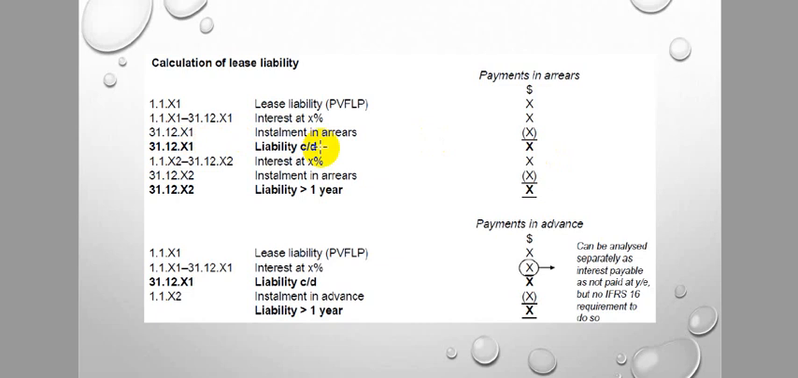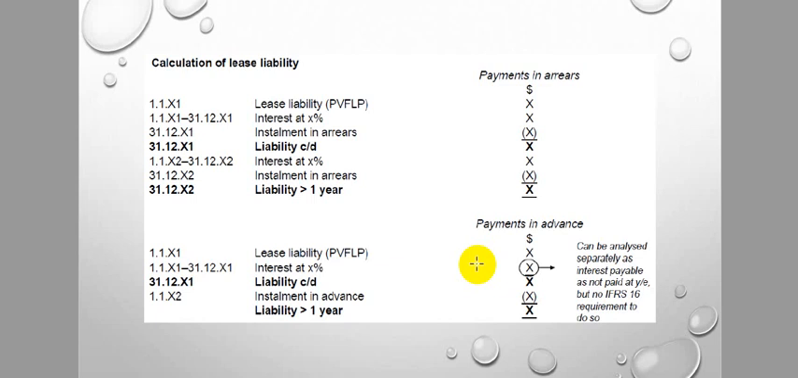If the rentals are in advance, they will not be included in the opening present value of the lease liability at the beginning of the year. So instead, you just compute the interest, which you add to the opening lease liability to give you the closing lease liability for December X1.